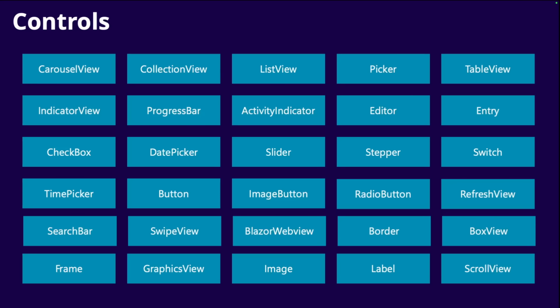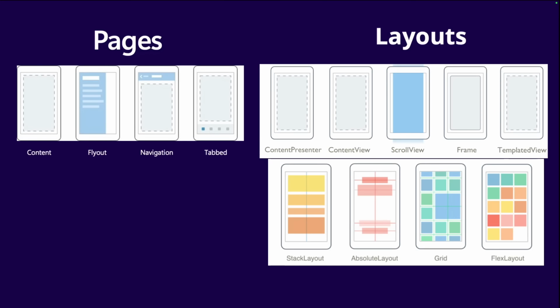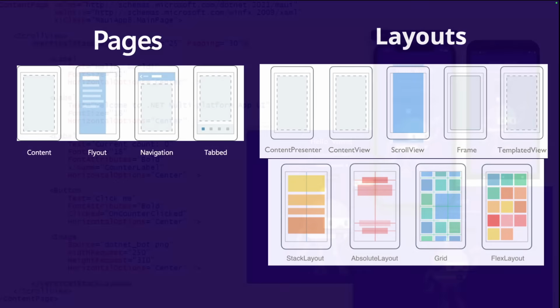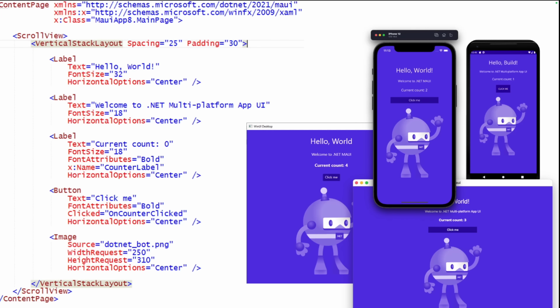So things like pickers and list views and collection views and checkboxes and switches are all available and render the native controls. Now you can also lay out your different controls in different pages, layouts as well. So things like stack layouts and grids and flex layouts and scroll views are all available, so you decide how you present these controls. Now, out of the box, you're going to get a great user interface that will render the native controls that are stylized.